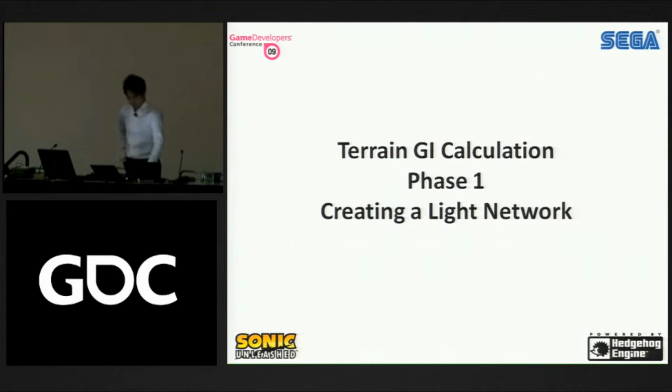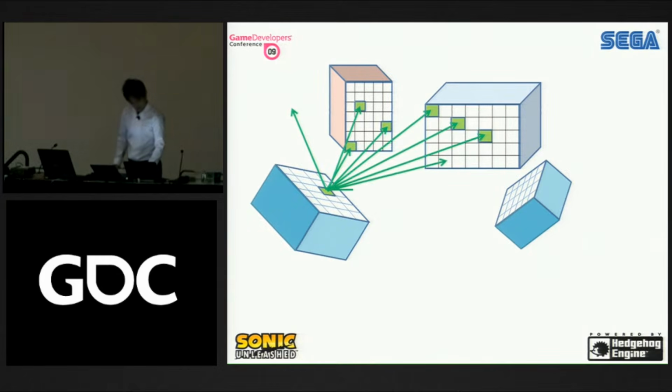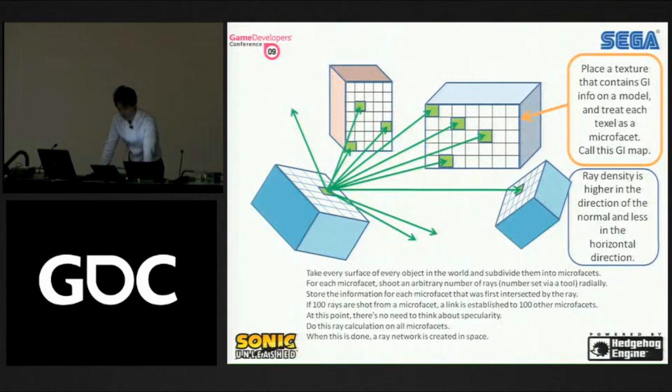We decided to limit the infinite number of calculations to a finite number. And so here we started Terrain GI calculation phase 1, creating a light network. First, we create the texture, and then for each texel, we can treat each texel as a microfacet. This is called the GI texture.